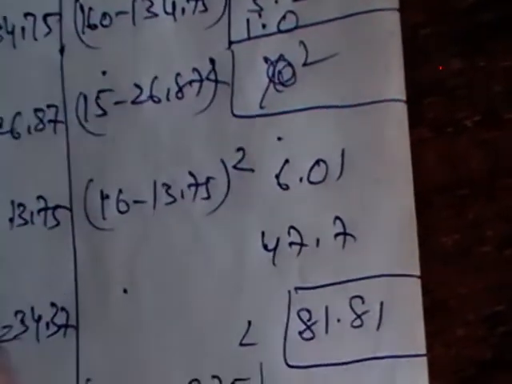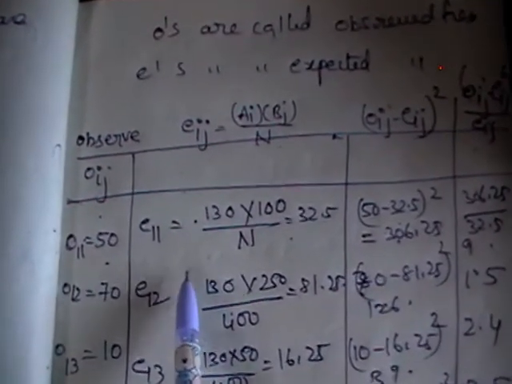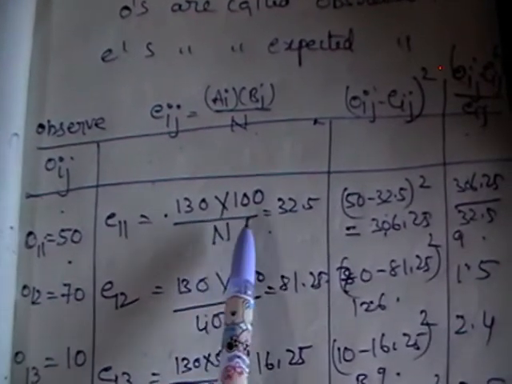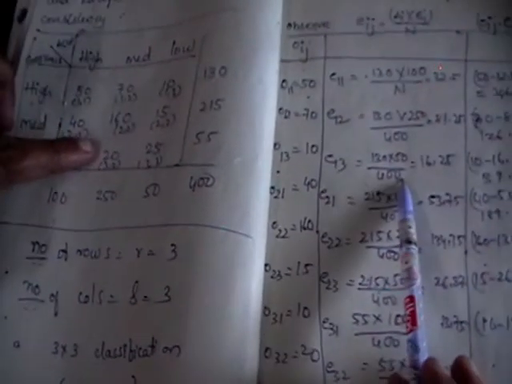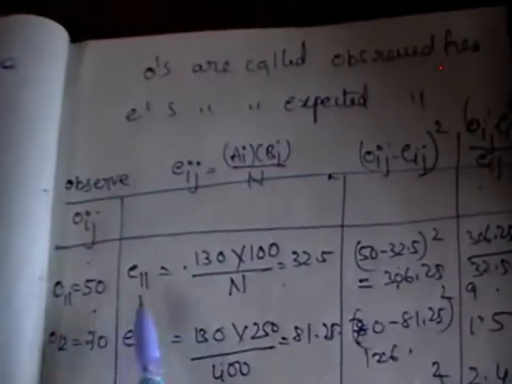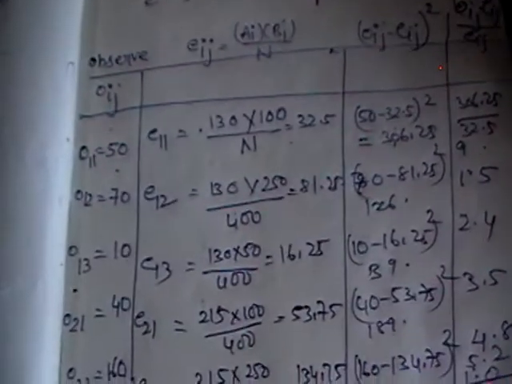Again I repeat: the given observations are the O's. To calculate chi-square you need the values of E's. These are the expected frequencies, calculated as Eij equals Ai into Bj by n, meaning the corresponding row total into the corresponding column total by n. As I just said, you calculate for each cell. After calculating each, you find Oij minus Eij whole square, and find all the values.